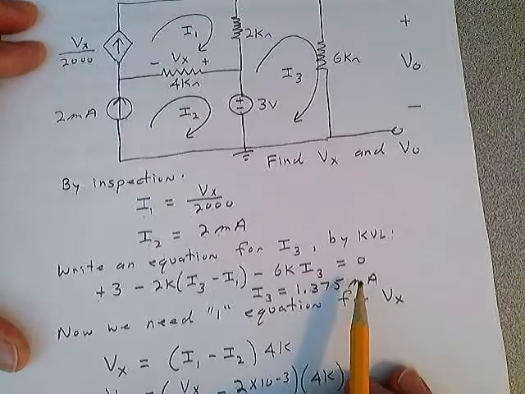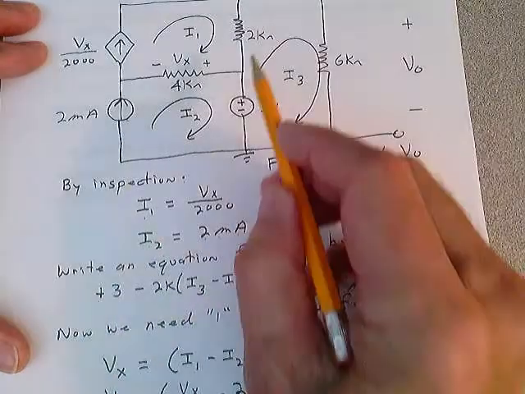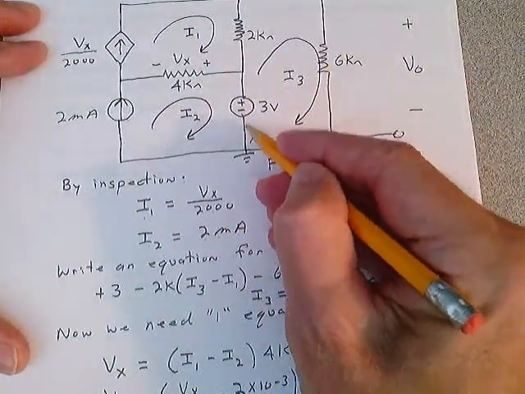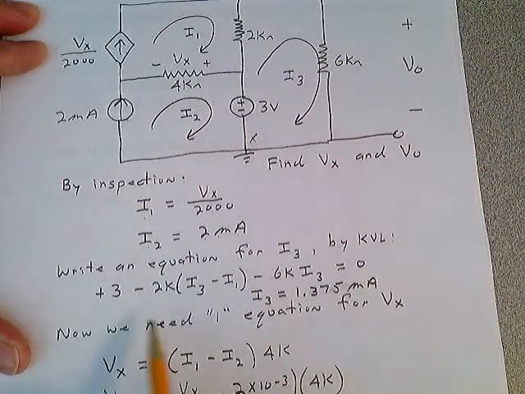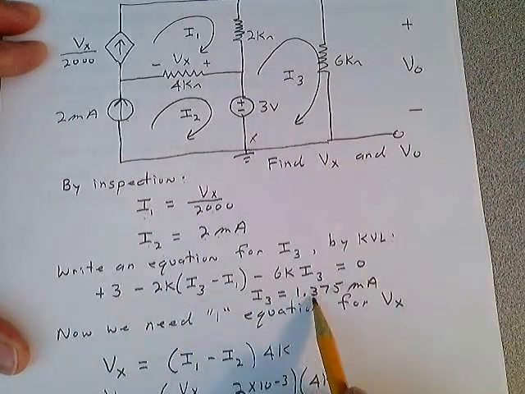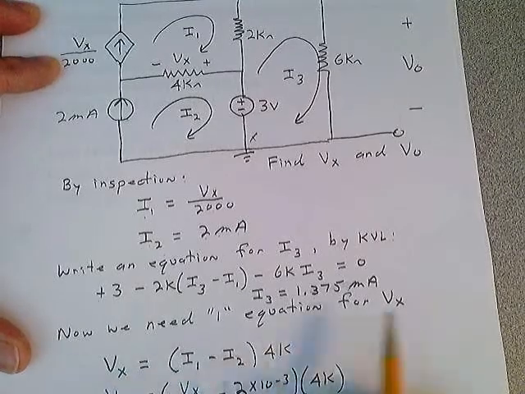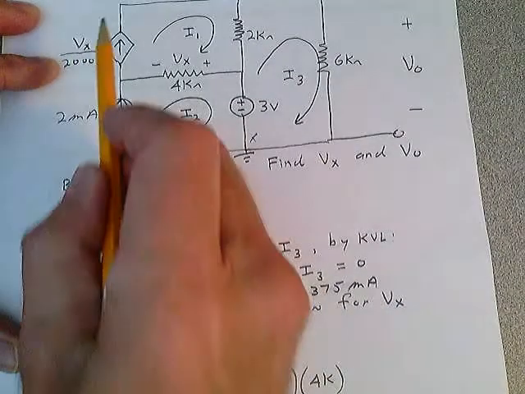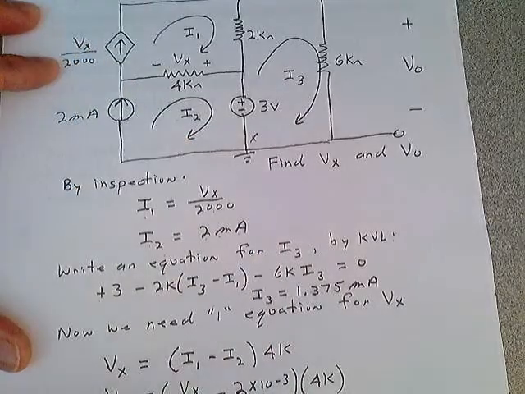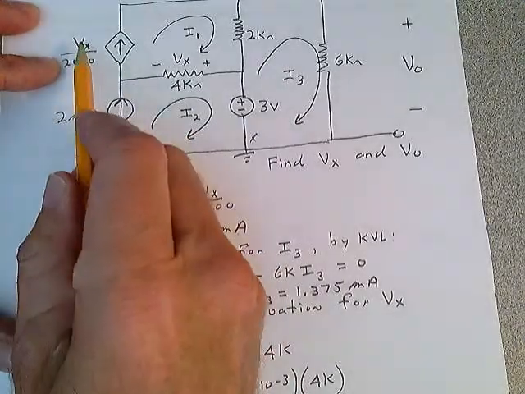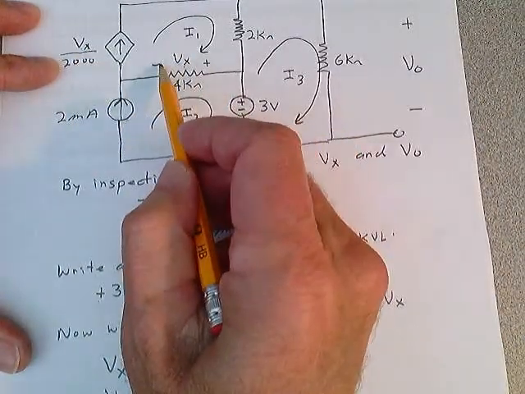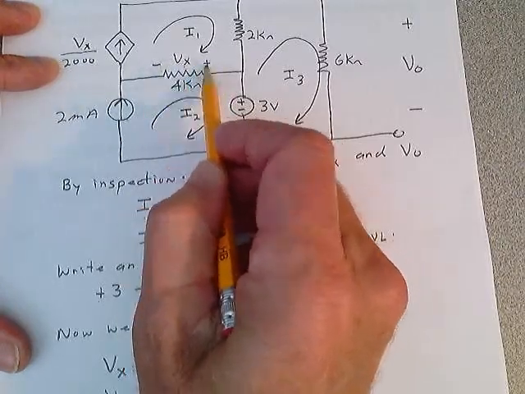Makes it real easy. Write an equation for I3, starting at this point and going around this loop here. There it is. I3 is 1.375 milliamps. Now you know you're going to need one more equation for Vx. You have a voltage-controlled current source here. What is Vx? The author gives you Vx plus to minus. So you have to write an equation for that.